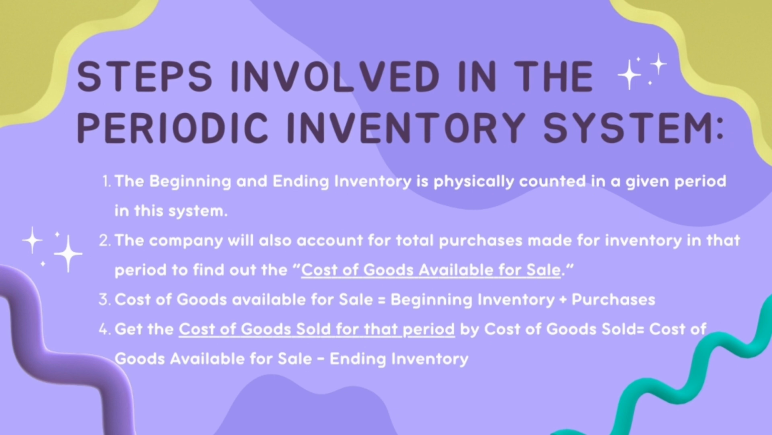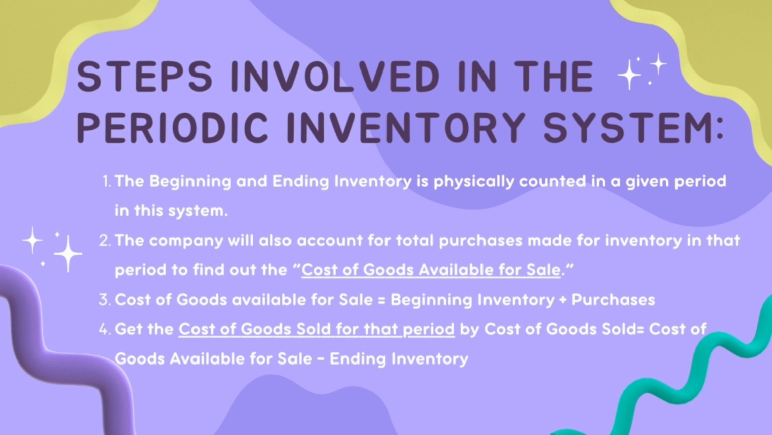The next step, the company will also account for total purchases made for inventory in that period to find out the cost of goods available for sale. The company also needs to record their total purchases for inventory to know the cost of goods available for sale, which is the amount of inventory that could possibly be sold during the accounting period.